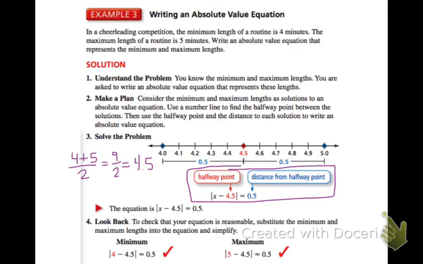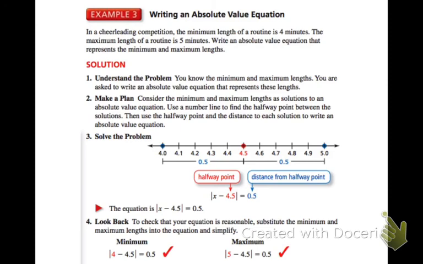Then what is the distance from the halfway point to the minimum and the maximum? You could count them. If you want to use a number line, this is a great strategy for showing your work. Or you could just count up in your head. And then you would get your equation like this. You could try it out. You could say, okay, if x is equal to 4, which is the minimum, is 4 minus 4.5 equal to an absolute value of 0.5, or is 5 minus 4.5 equal to an absolute value of 0.5? And it is.